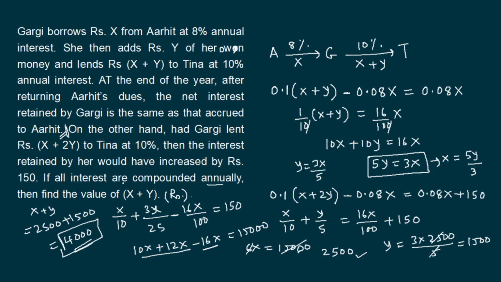The statement that all the interests are compounded annually doesn't matter here, because all the data is for 1 year, so simple interest and compound interest calculations remain the same. So it's of no use here. Even if simple interest were written, we would end up getting the same result. The answer would be 4000.